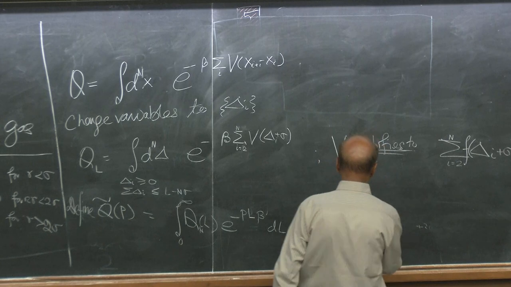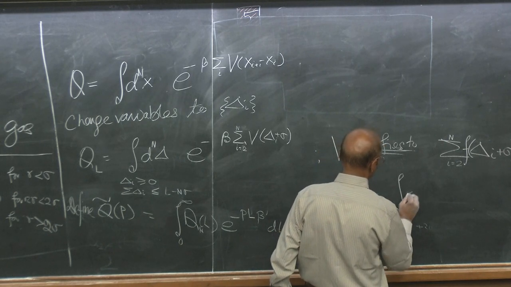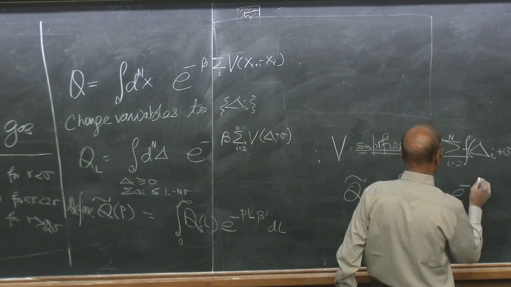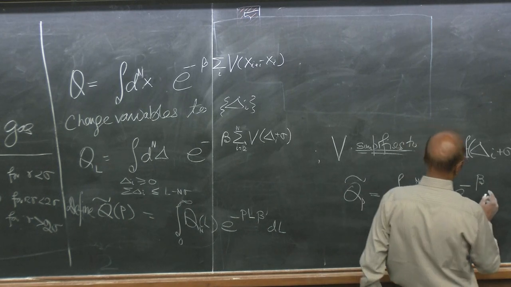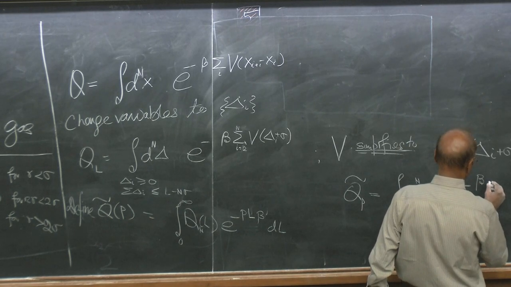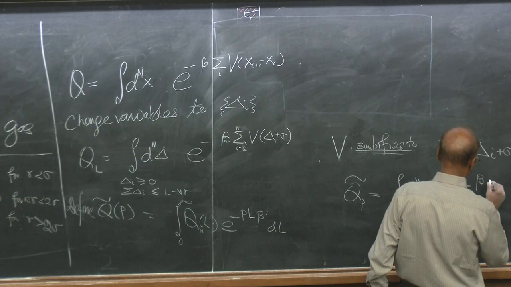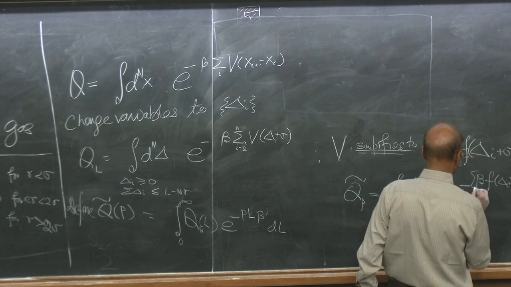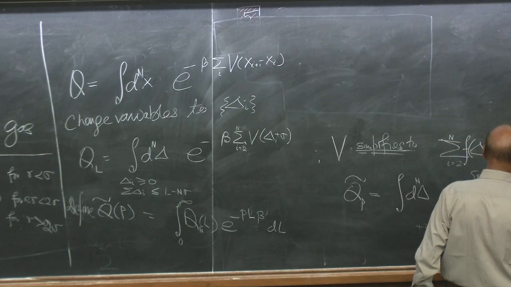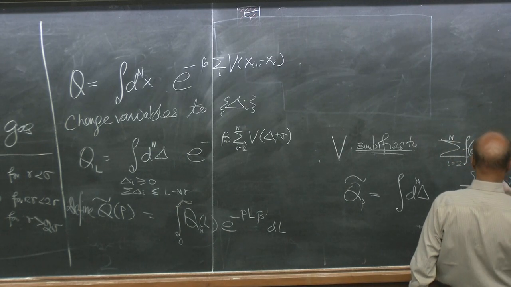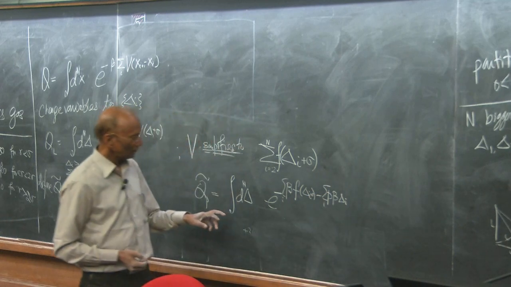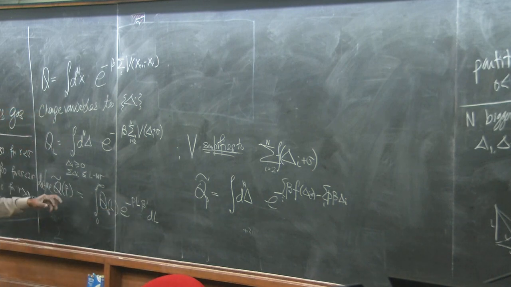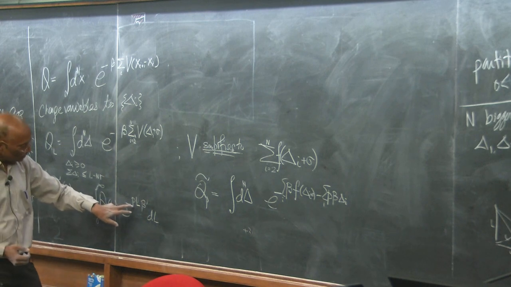Okay, my time is nearly up. Z is equal to the integral d delta, e to the power minus beta, f of delta I plus sigma, summation over I, minus p beta delta I, summation over I. So the p term here, we wrote a Laplace transform, but what is this p?